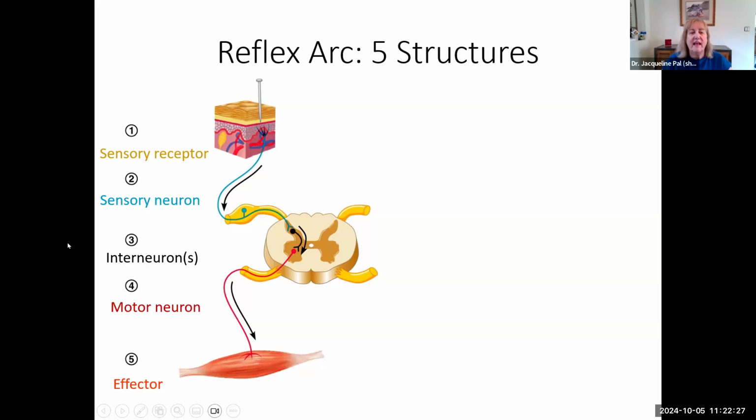So let me show an example that has more than one interneuron, and also recall that it doesn't have to be the spinal cord. It could be the brain as well, especially for your face. If we're talking muscles of your face, those are going to go to your brain. They're not going to go to your spinal cord. They're not going to go from your face down to your spinal cord and then back up to your brain.